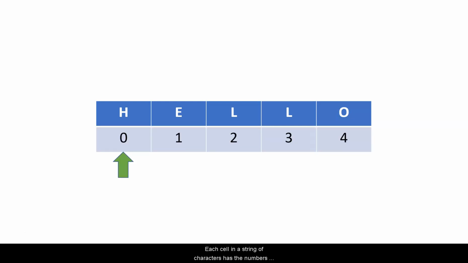Each cell in the string of characters has a number assigned to it, starting at cell 0 and moving on up. So, for instance, the letter H is in cell 0. And if I wanted to know what is inside cell number 1, I will find that the letter E is inside of it, which is the second letter in the string.